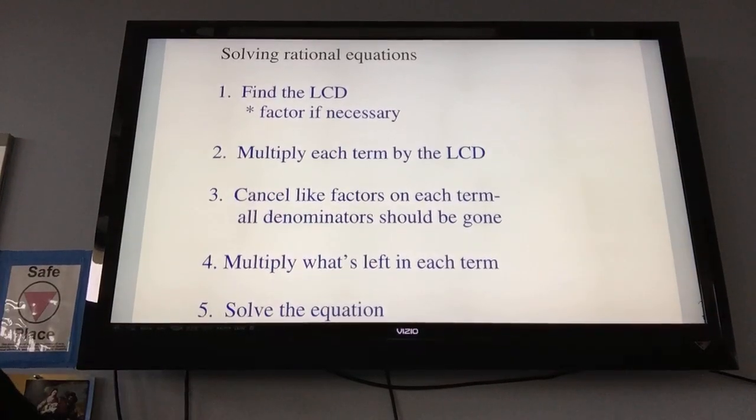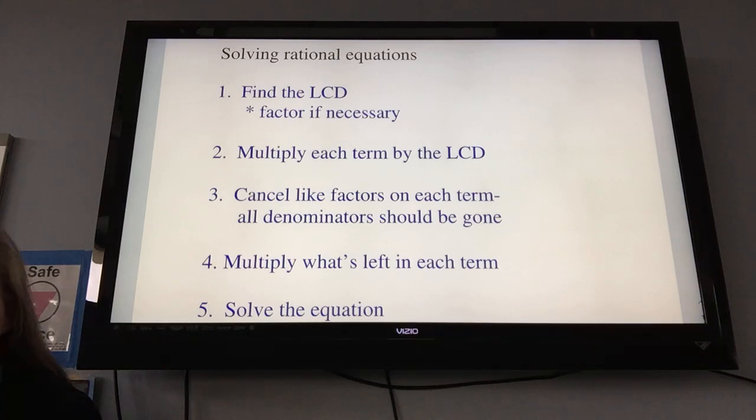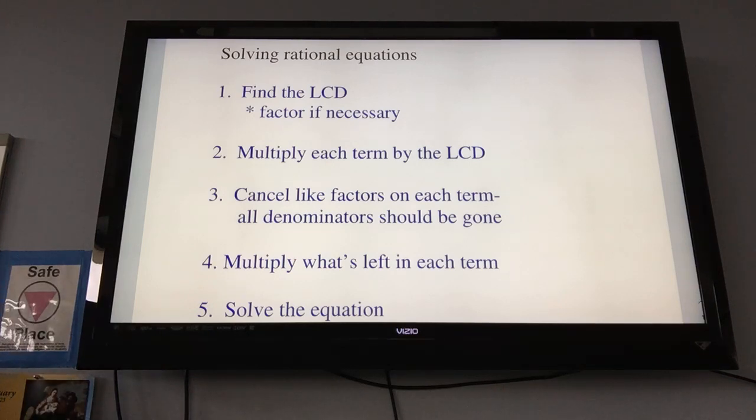All right, in goal 5.4, we are solving rational equations. So we've simplified them, we've multiplied them, divided them. In our last lesson, we added and subtracted them. This time we're going to be solving a rational equation. So we'll have an equal sign. You will see some similarities to what we did with adding and subtracting with the solving.